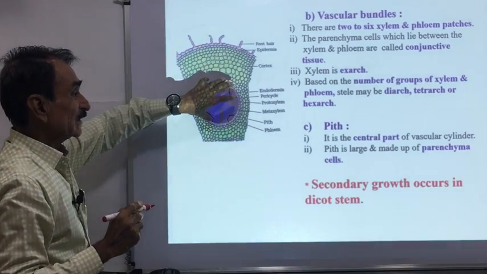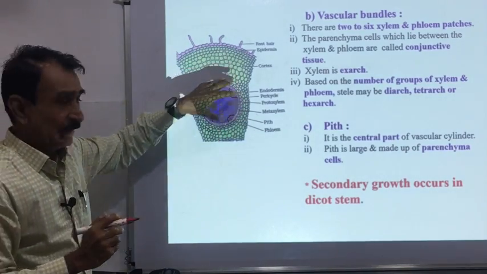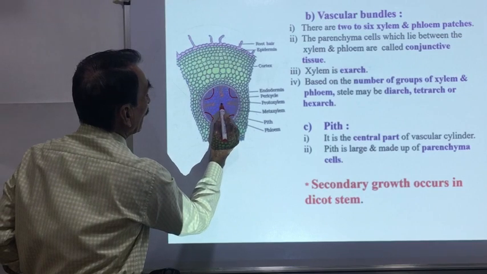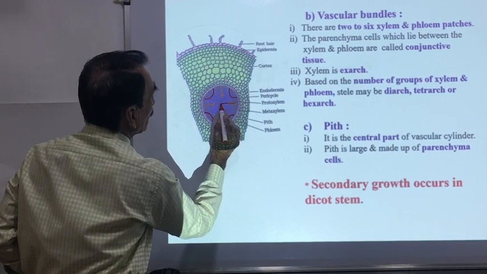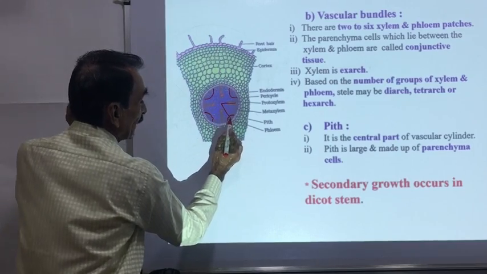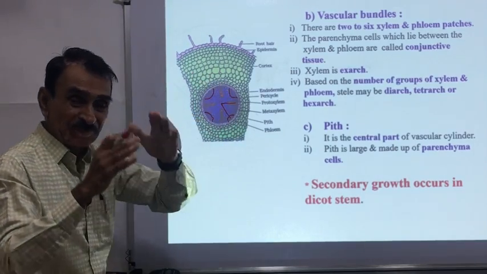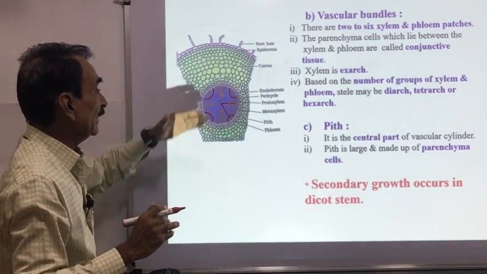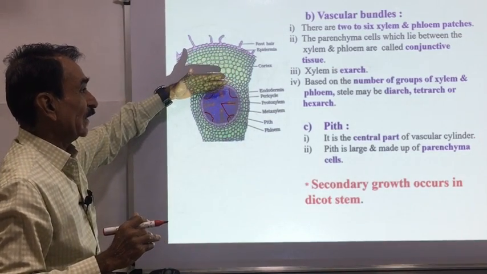These vascular bundles are of radial type, meaning xylem and phloem are placed on alternate radii. This is the radius of the xylem, and on this radius there is phloem. So xylem and phloem are placed on alternate radii. These are called radial vascular bundles.